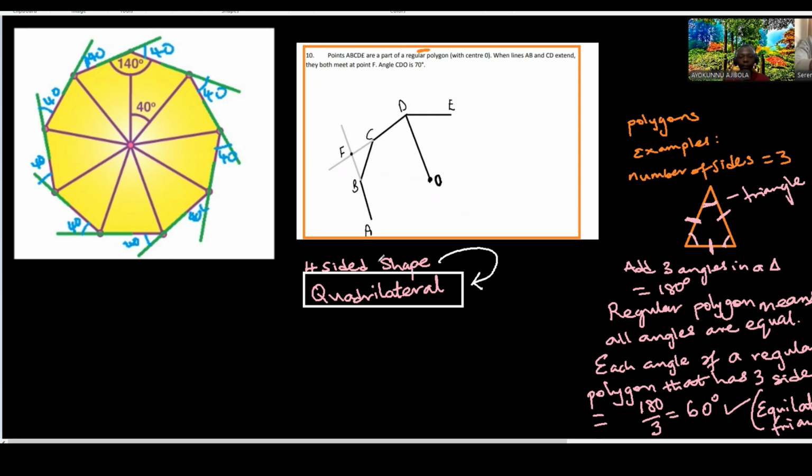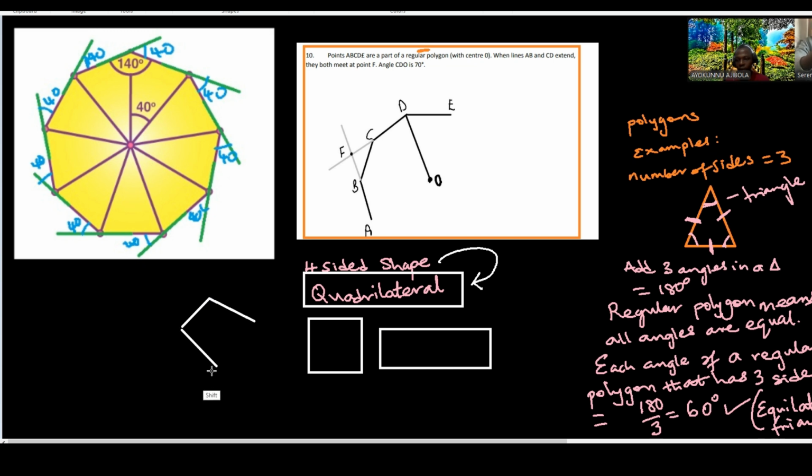Is that clear? Then we can have a quadrilateral that has all the sides equal, and that's a square. And we can have a quadrilateral that has two opposite sides equal, and that's a rectangle. And we can just have a random quadrilateral, like this, like this, and like this. Once it has four sides, it's a quadrilateral. Is that clear?